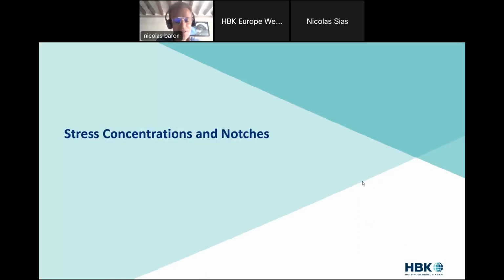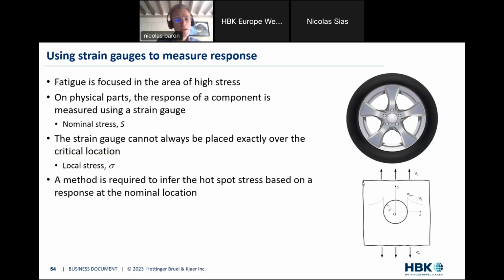Let's focus on the stress concentration and notches for the second half of today's seminar. Strain gauges, you might be very familiar with those, and they are very useful practically when we want to measure the strains on our component. What we will measure, sorry, is rather measure than calculate.